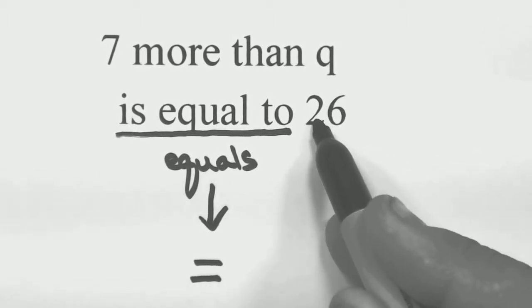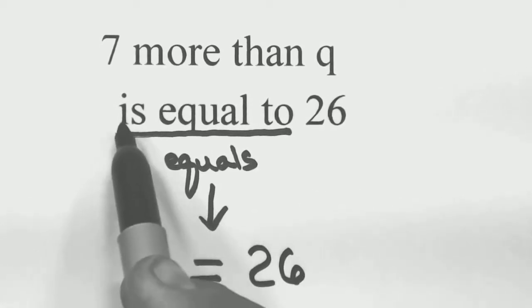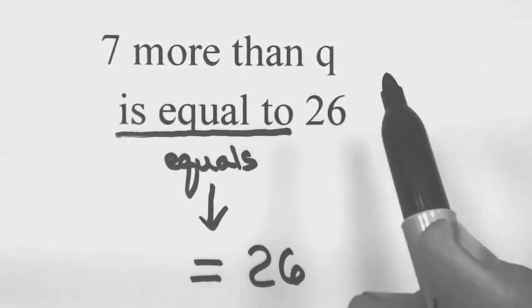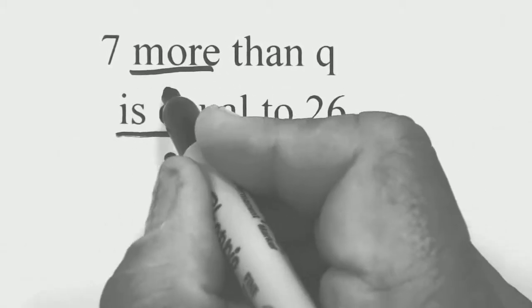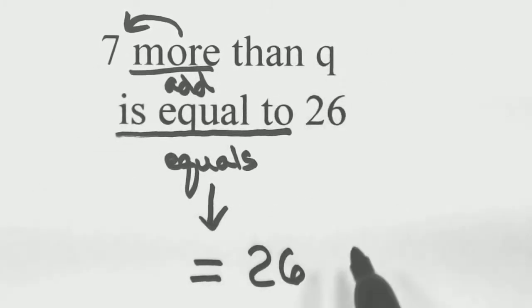What's to the right of our word equals? 26. Well, that's to the right of the equal sign. What's to the left of our word equals? 7 more than q. Well, more means we're adding. And what are we adding? The 7. So you could take and add 7 to q.